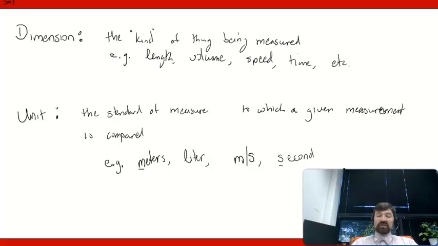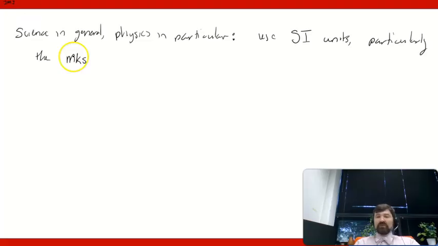In some sense, we could end here, having explained the two concepts, but I wanted to go just a little more in depth about these things because there are different systems of units, and there's different methods for determining what the base units, the base dimensions are. So for physics and for science in general, we use the Système International, SI units, particularly the MKS base. Sometimes we use CGS base instead.